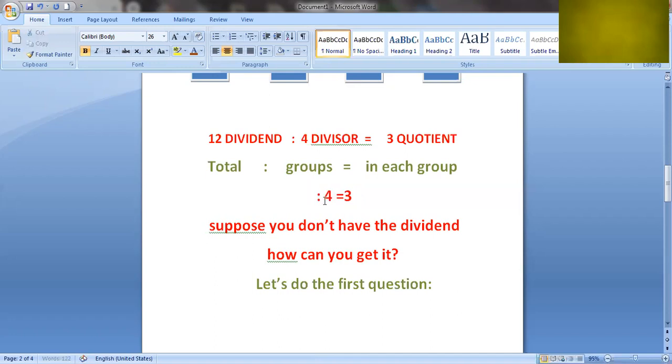One more time. Suppose you don't have the dividend. Then you have to calculate. How can you get the number? By multiplying the quotient times the divisor. And then you have the dividend. Dividend divided by divisor equals quotient. We have to repeat this many times until you get it.